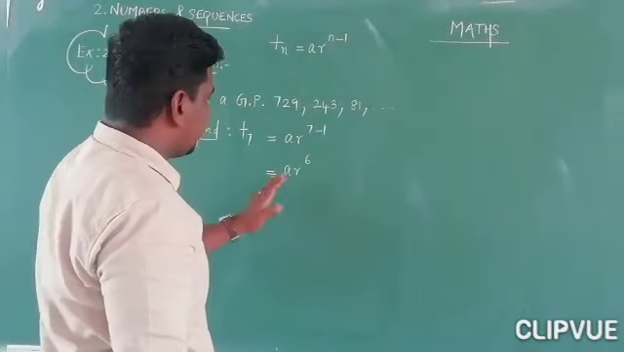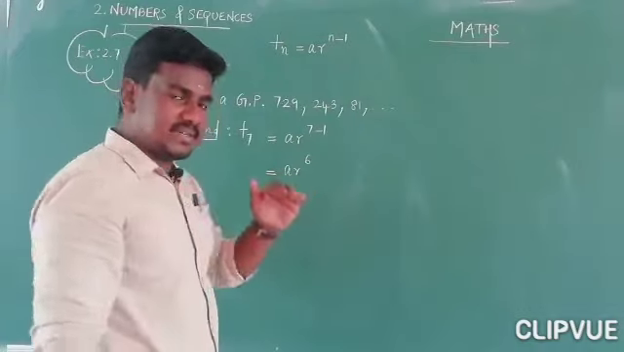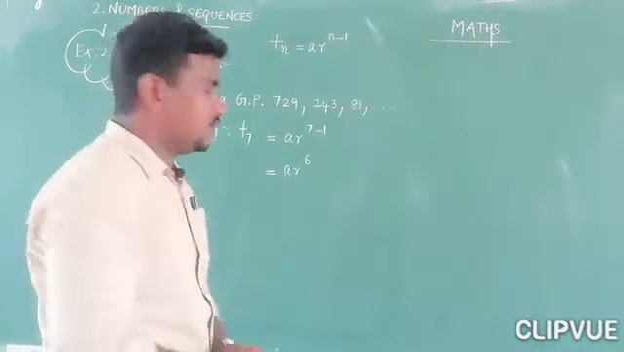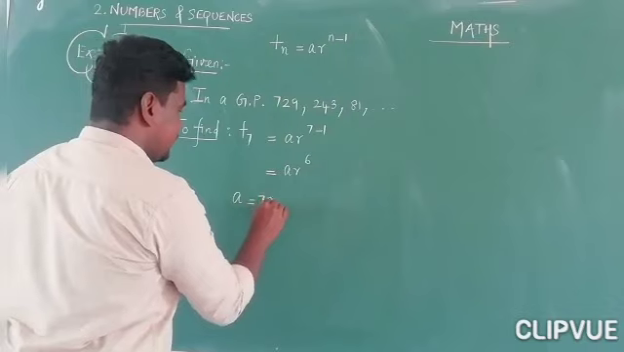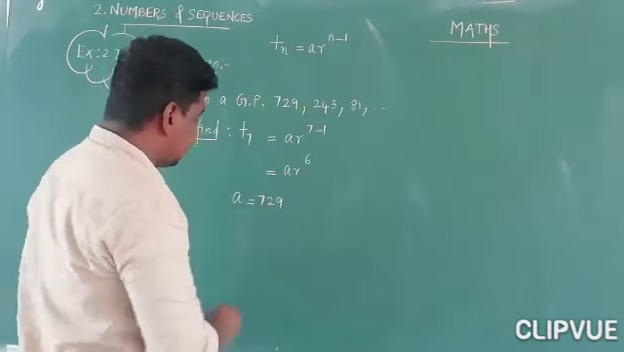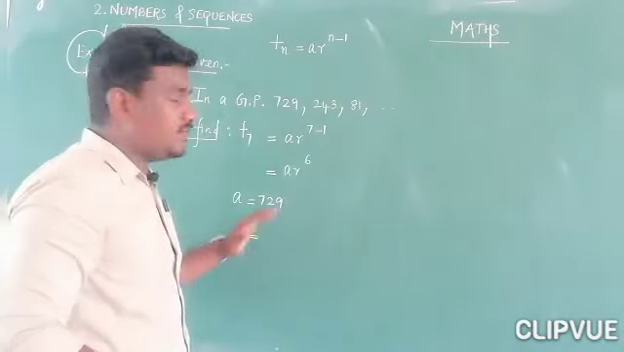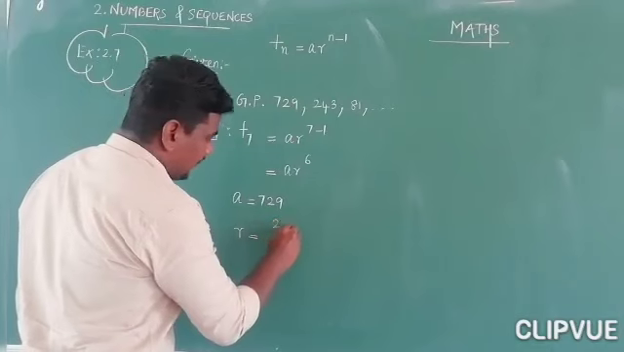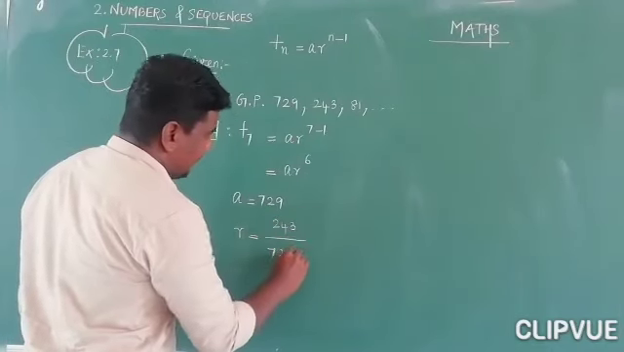So first we are going to find a and r. You know that a is the first term of the geometric progression and r is the common ratio. So what is a? First term, a is equal to 729 and r is equal to, you know how to find r? It is the ratio of second term and first term. What is second term? 243 by first term is 729.